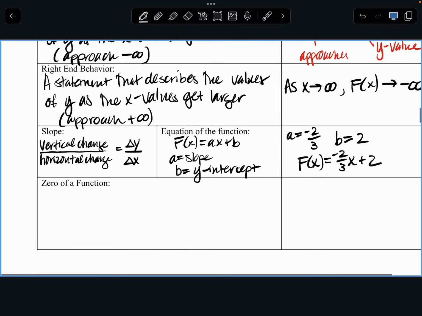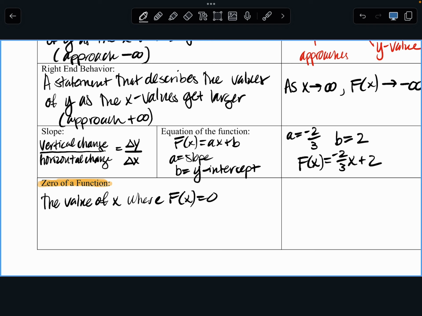Now, the zero of a function, this is going to be something that we're going to talk about a lot. The zero of a function is going to be the value of x where f of x equals 0, right? So on a graph, that's going to be on the x-axis, or what we call the x-intercept.